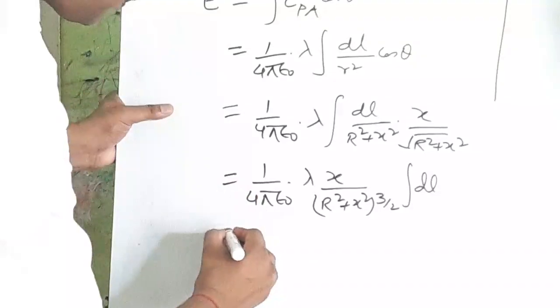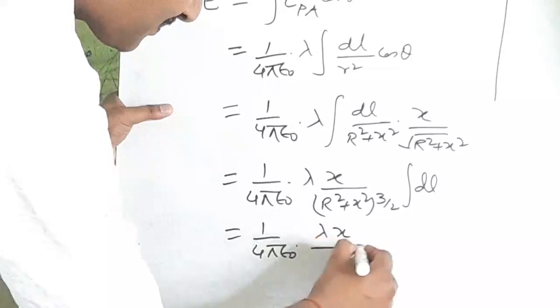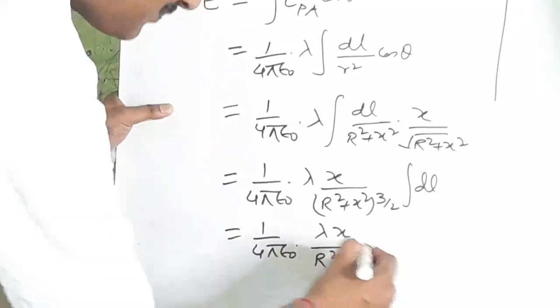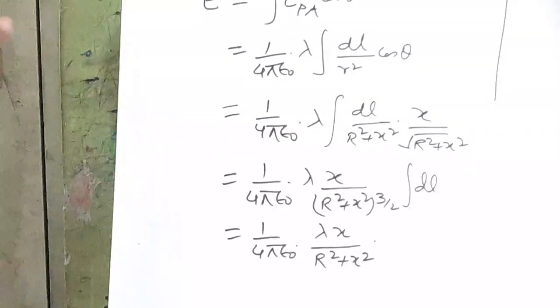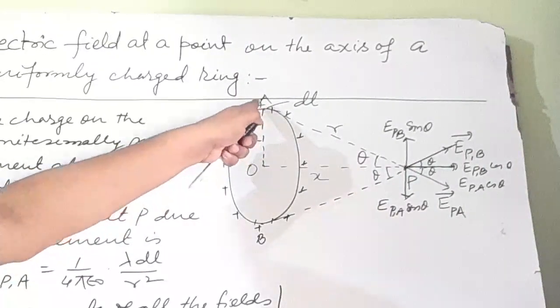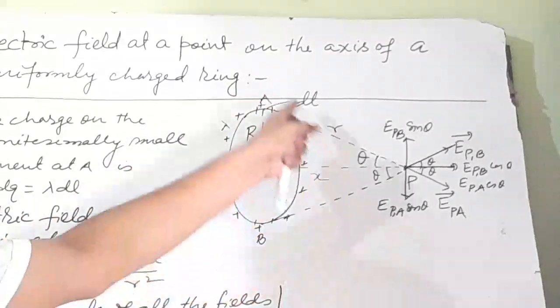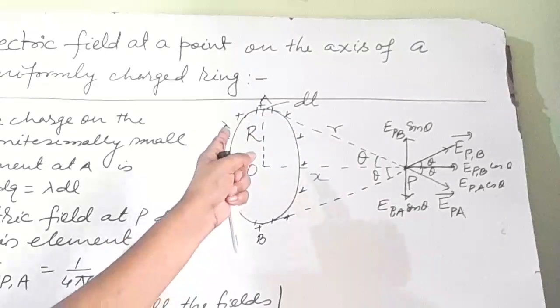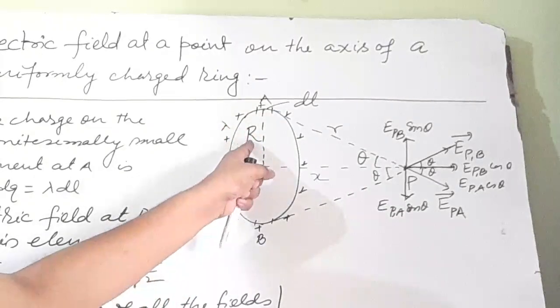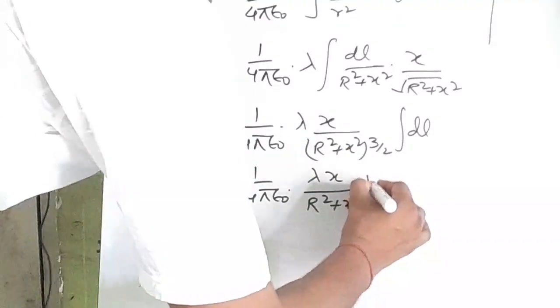Now it is equal to 1 by 4 pi epsilon naught lambda x by r square plus x square into, what will be the value of integration for dl? You just look at the diagram. dl, so small length, its minimum value will be 0 and maximum value will be equal to the circumference of the ring, and the ring is circular, so its circumference will be 2 pi r. R is the radius of the ring.